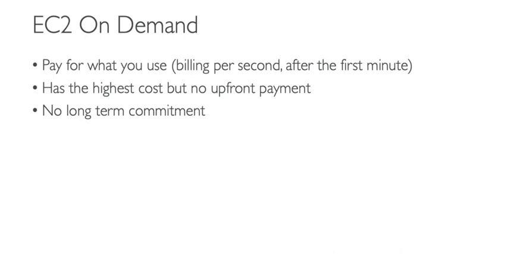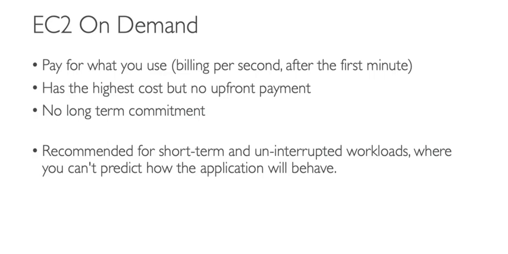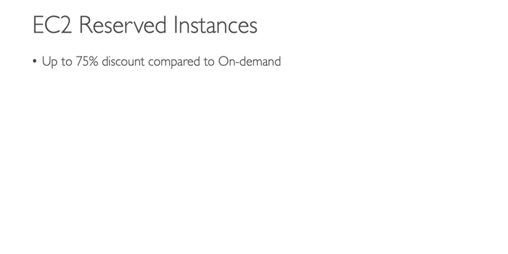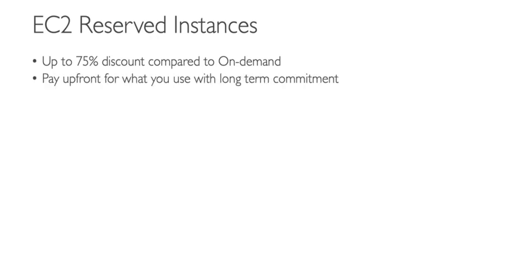There's no long-term commitment, so we can start the instance whenever we want and stop paying. And so it's quite recommended for what we've been doing so far. So short-term, uninterrupted workloads, and we can't predict how our application will behave. So on-demand is amazing when you do auto-scaling, for example. Now we have reserved instances, and so this is up to 75% discount compared to on-demand, so quite a different discount model. And we're going to have to pay upfront because we're saying, okay, we have a long-term commitment, we're going to pay upfront, and then we can use it all along the year or 3 years.